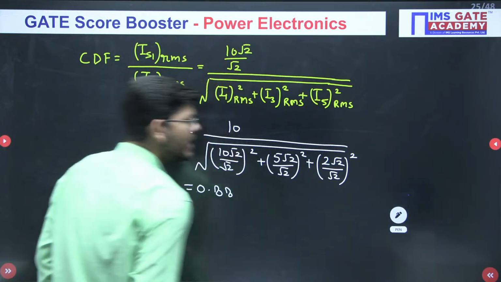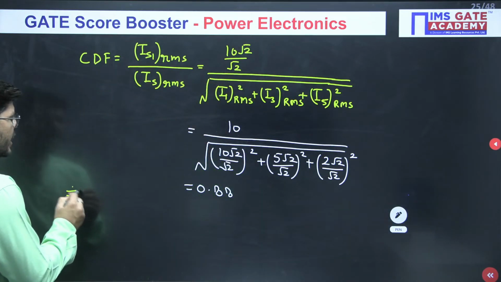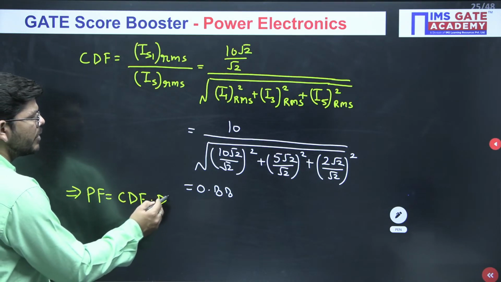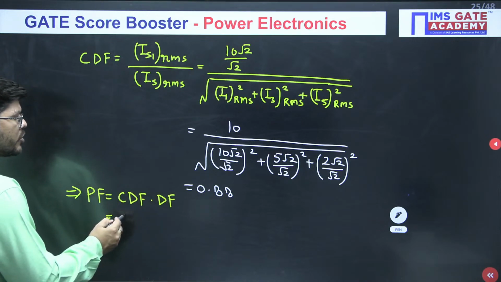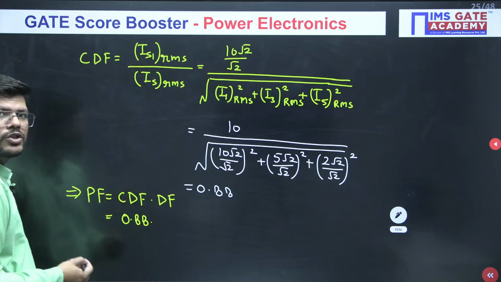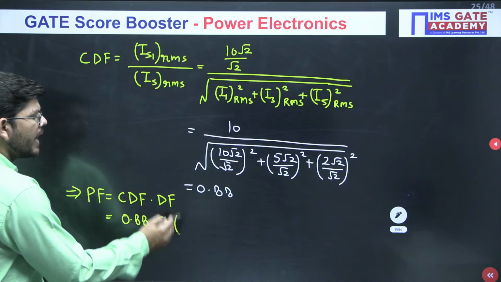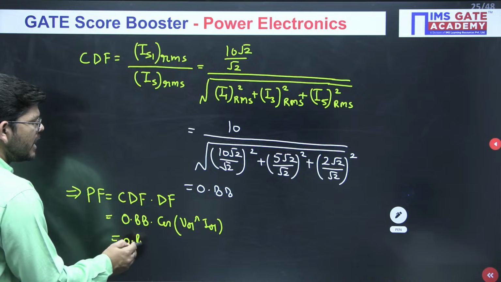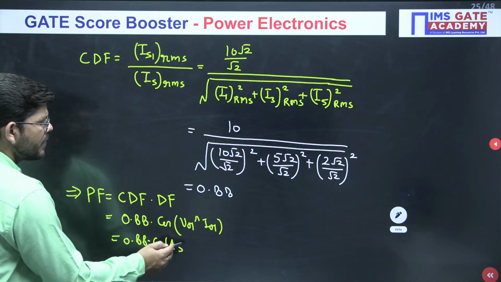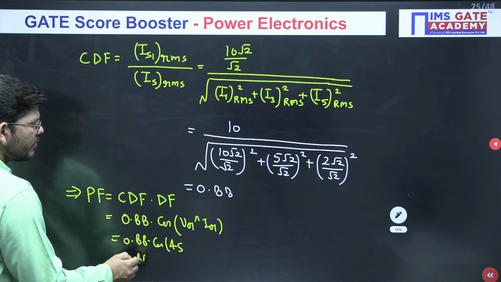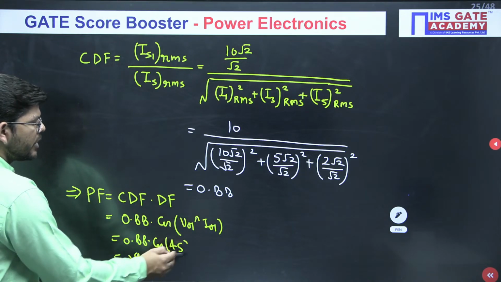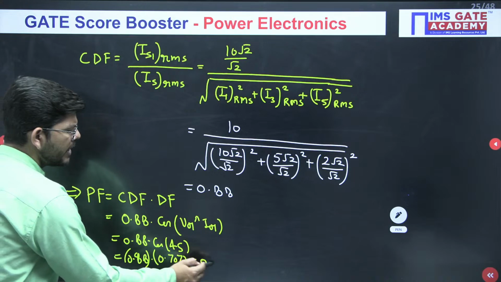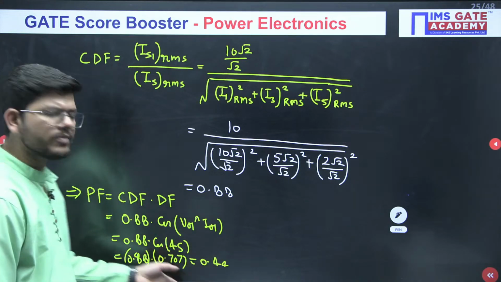Now it has not been asked here, but you may calculate the power factor as well. The power factor equals the current distortion factor into the displacement factor. The current distortion factor is 0.88, and the displacement factor is the cos of the angle between the fundamental voltage and fundamental current. That angle is 45 degrees in our case. So 0.88 into cos 45, which is 1 by root 2, 0.707. When you multiply them, I think you will get around 0.44. Let me just cross check whether it is 0.44.